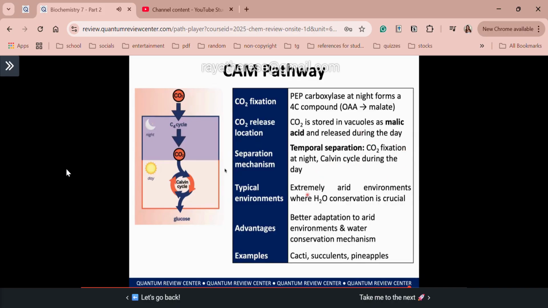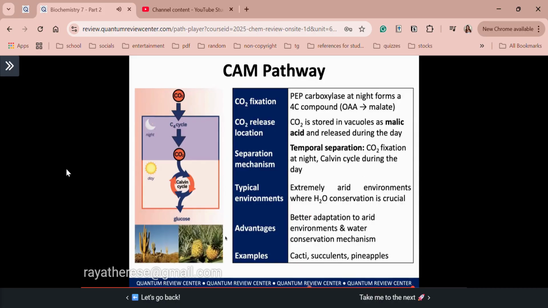Sir, ano po ang advantage ng temporal separation? Of course, better adaptation siya to your typical environments where CAM pathway is suitable. Okay? So of course, aside from that, we also have your better water conservation mechanism because kino-close ng ating plant cells ang stomata during your extremely arid environments or during the day. Okay? So again, very crucial po kasi ang water conservation in your CAM pathway. Okay, for examples, we have your cacti, succulents, and pineapples. Again, class, here are your two different strategies ng plants in order to overcome your photorespiration. I hope that's clear.